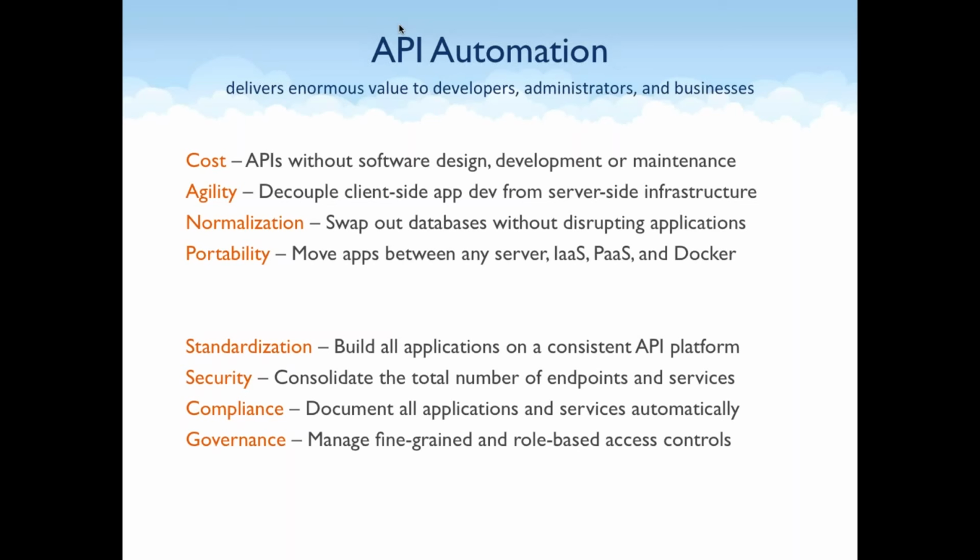Normalization, so the idea of being able to swap out databases. You can think of different companies virtualizing different things, like VMware virtualizes operating systems in a sense. We virtualize services, i.e. APIs, so you can swap out databases without disrupting your applications, meaning you can go to different database vendors very easily without rewriting your front-end application.